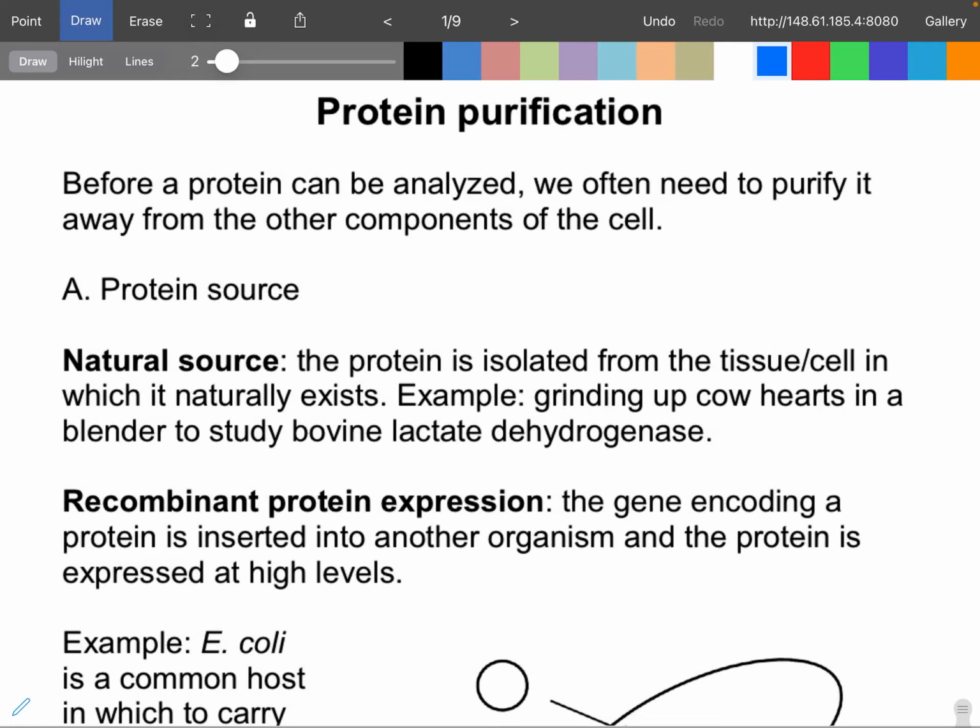A big part of Unit 1 is protein purification. And so it's true that before any proteins can be analyzed, we really need to purify it away from the other components of the cell. And so where do we get these proteins from?